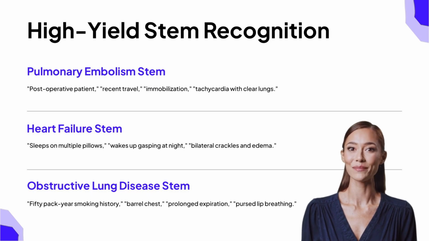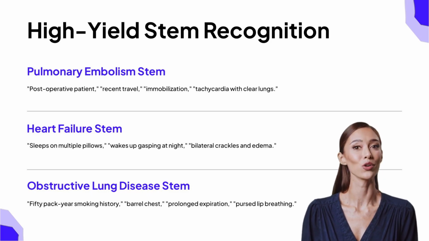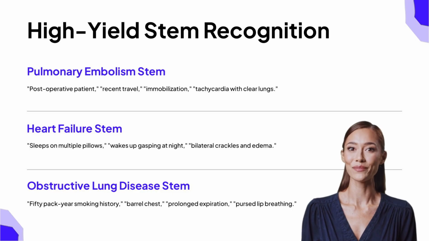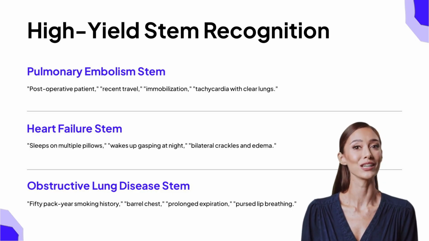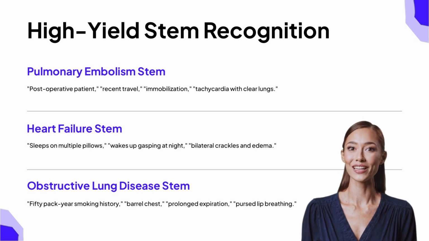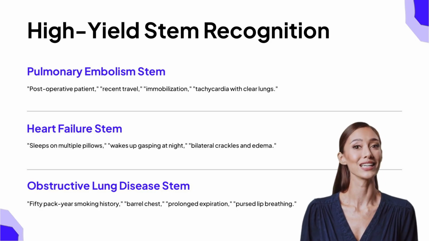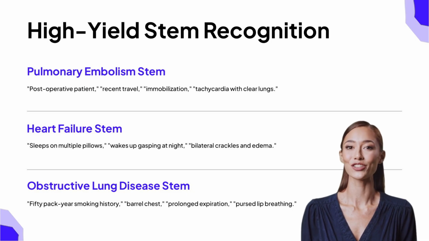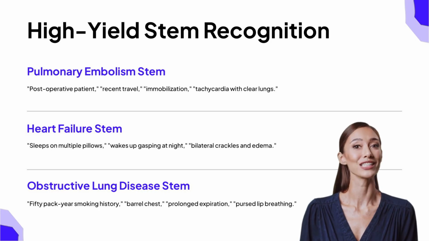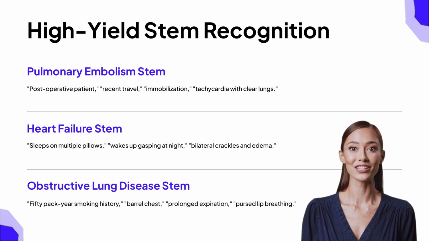Let's look at classic stem patterns. For PE, watch for risk factors: post-op status, immobilization, recent travel, cancer history. The classic triad is sudden dyspnea, pleuritic chest pain, and tachycardia with clear lungs. Heart failure stems emphasize orthopnea, sleeping on pillows, PND, and bilateral findings. COPD stems emphasize smoking history, barrel chest, and obstructive spirometry patterns. Recognizing these patterns quickly saves precious time on exam day.